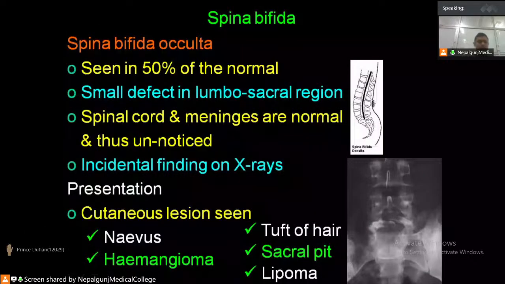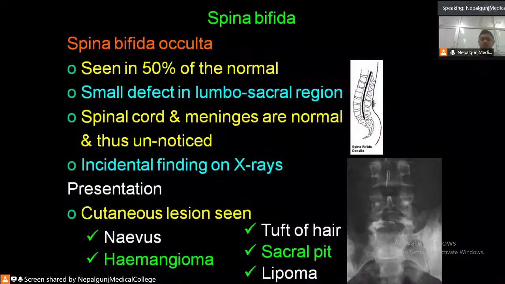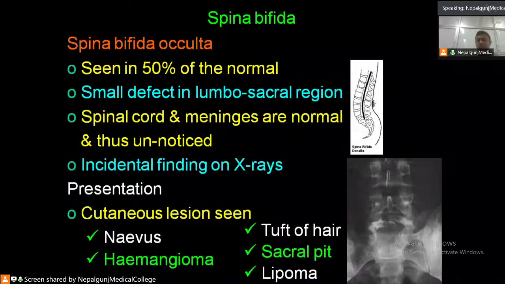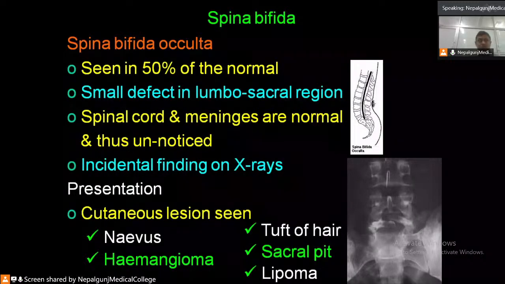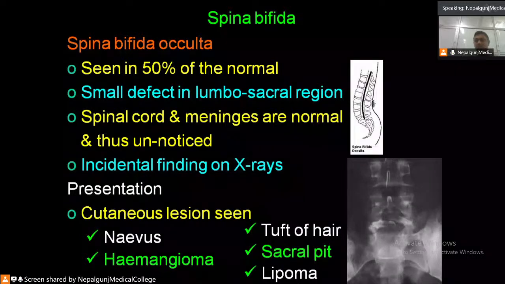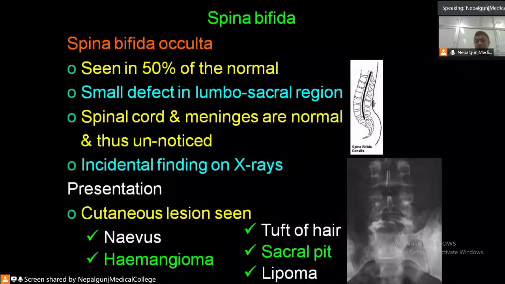So coming to the spina bifida occulta, it is seen in 50% of the normal cases. So it usually goes undetected. Small defect in the lumbosacral region over the midline, over the lamina. The spinal cord and the meninges are in the normal cavity, or they are in this neural cavity, and thus it goes unnoticed. So sometimes one can find it as an incidental finding on X-ray. Usually present over the L5 region of a vertebra. It presents with a cutaneous lesion. It can be a nevus, hemangioma, a tuft of hair, a sacral pit or a lipoma.